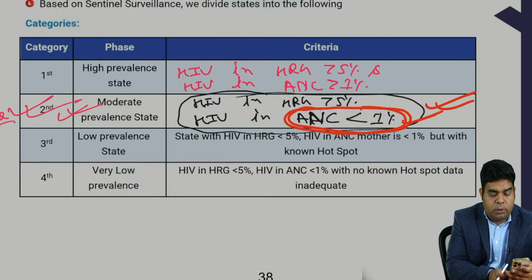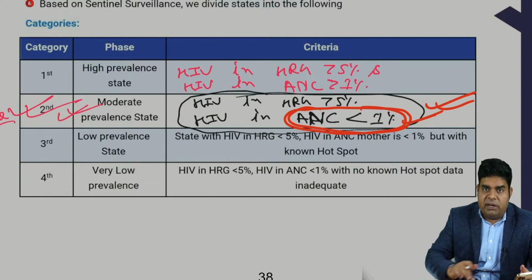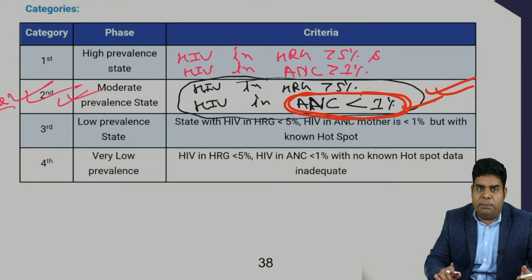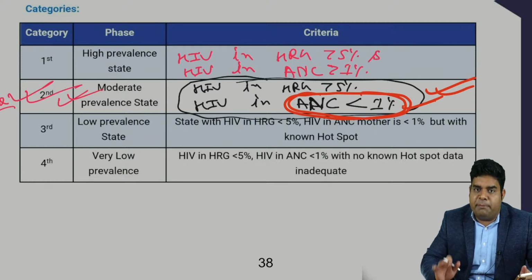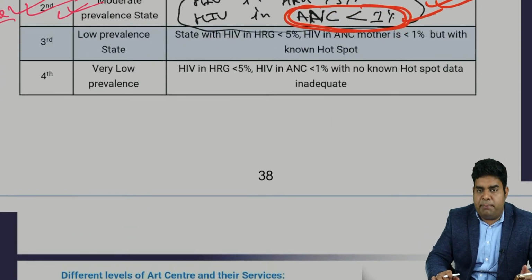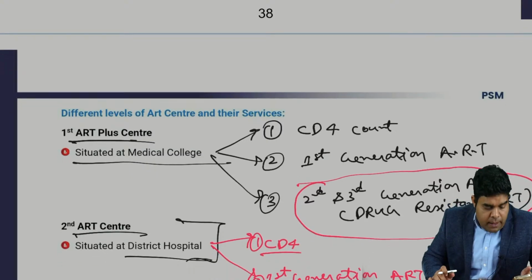Okay, and high risk group can be more than 5%. Whenever they ask a table from this classification in the objective exam, they only ask this moderate prevalence. Okay, high risk group more than 5%, ANC less than 1%.